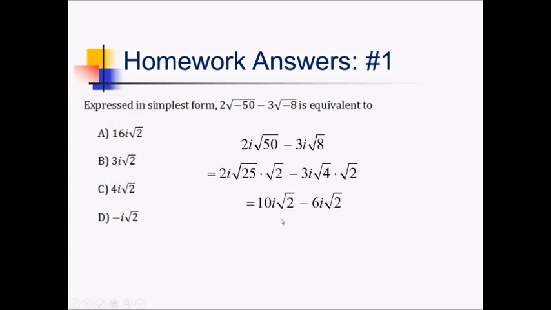And at this point, since I've got the same radicals and these i's, it's basically just combining like terms. So I have 10 of these i radical 2's, minus 6 of these i radical 2's. That gives me 4 of these i radical 2's, which gives me answer choice C.